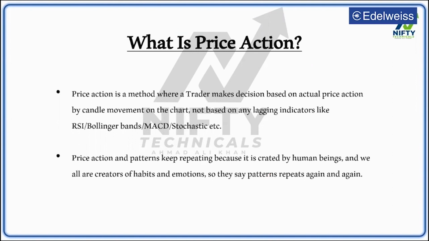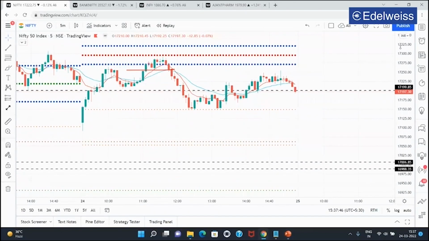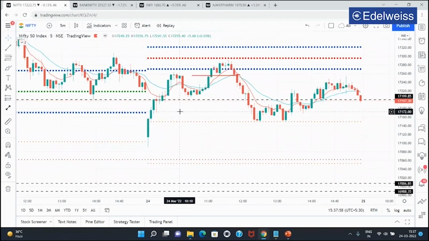So what is price action? Price action is a method where a trader makes decisions based on actual price action by candle movement. Basically, whatever the candle is making. What if I share this with you? This is a chart of Nifty. These candlesticks are a 5 minute candlestick setup. Each candlestick represents a 5 minute movement of price. The way these candlesticks complement each other or make a pattern, that movement is called price action.